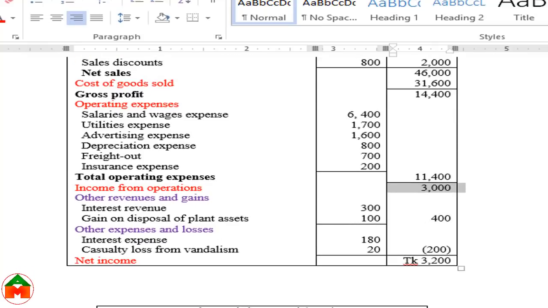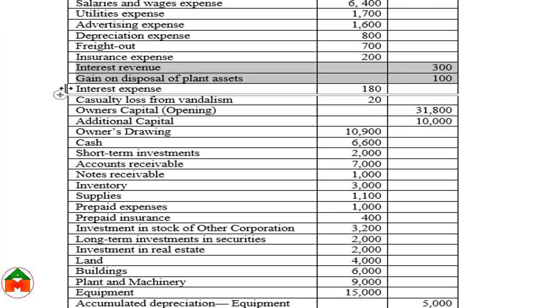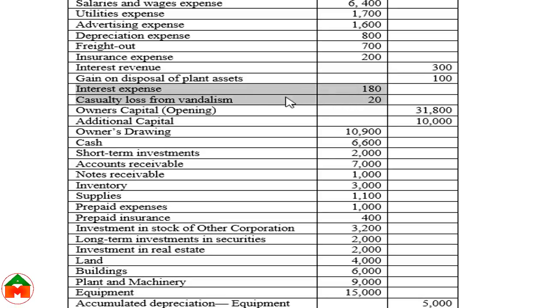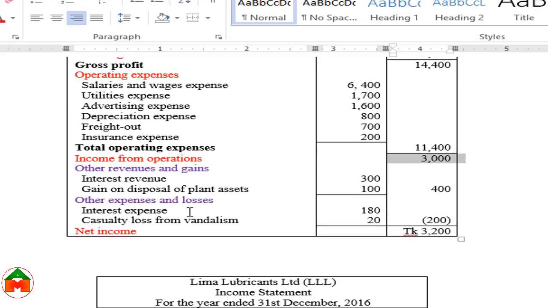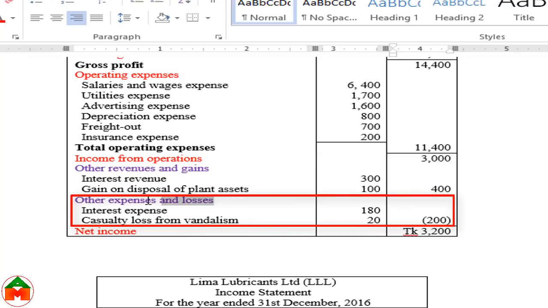After that, from the question we can see there are another two items, interest expense and casualty loss from vandalism. These two items are considered as other expenses and losses, or non-operating expenses or losses. Here we can see other expenses and losses: interest expense 180 and casualty loss from vandalism, another expense, which is 20. If we add this amount we will get 200.